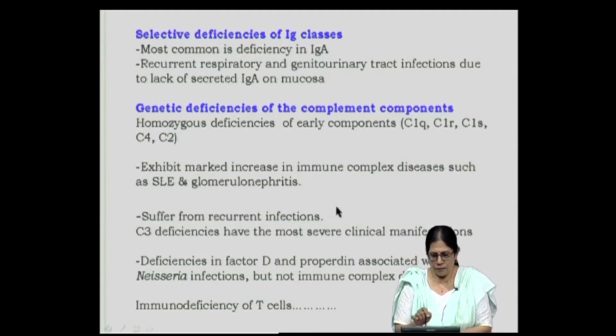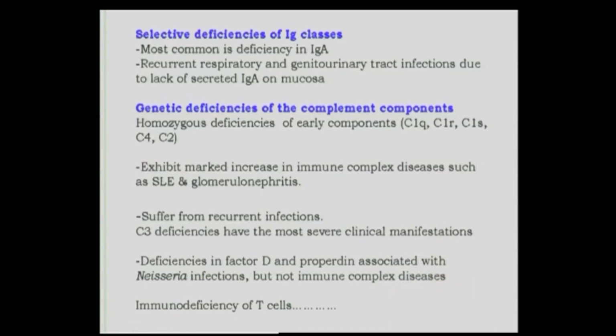In respect of complement components or deficiencies, individuals who have C3 deficiencies have the most severe clinical manifestation because of the reasons I just mentioned. Also, apart from the classical components, individuals with deficiencies in factor D and properdin have also been reported, and these are associated with specific infections, Neisseria, but these individuals do not have the immune complex disease. One can understand why, because the immune complex disease is because of lack of C3, which is absolutely required for the clearance of immune complexes.